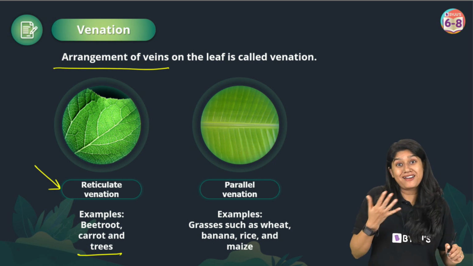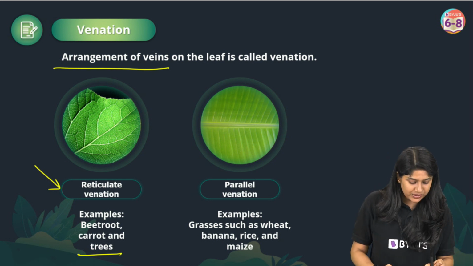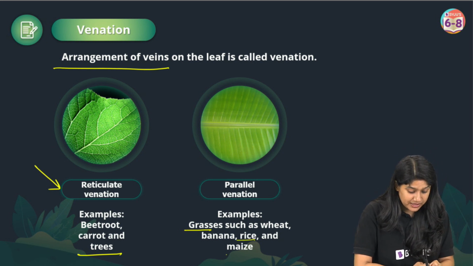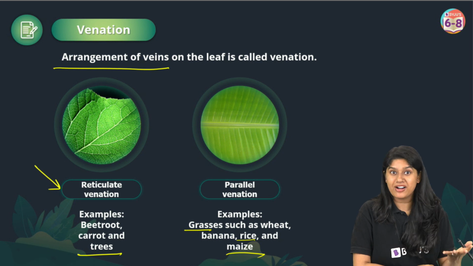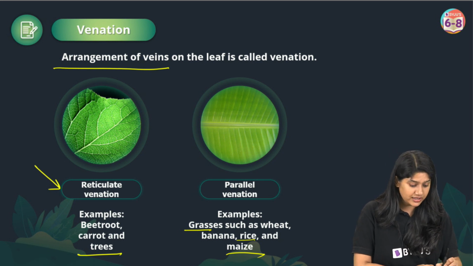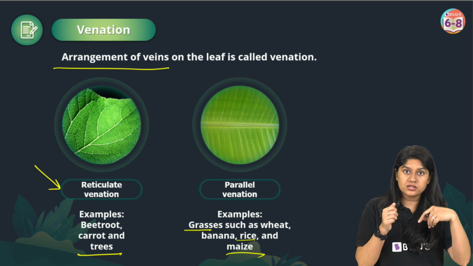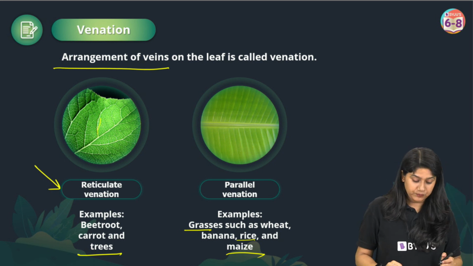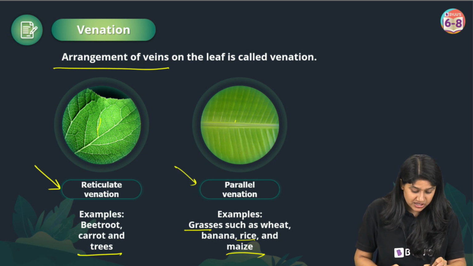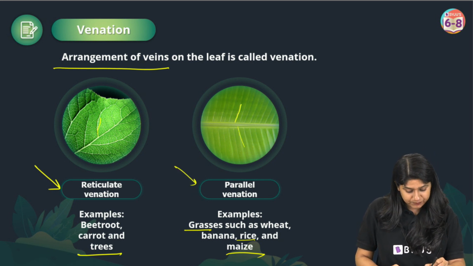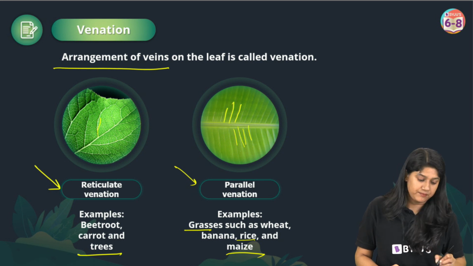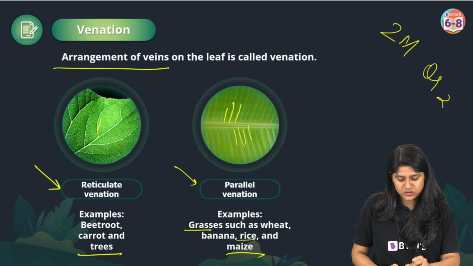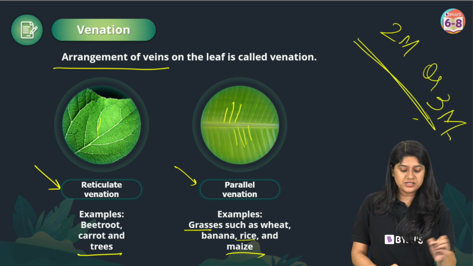And then we have the parallel venation, where of course we will see the grasses, such as wheat, banana, rice, and maize. The easiest thing for all of us to identify and remember about the venation is that in the reticulate venation, we'll see the veins not very aligned to each other. They will form a network altogether. Whereas in the parallel venation, as in the banana leaf, they will be parallel. This is very easy for us to understand. This question usually comes in the examination for 2 marks or 3 marks. So please make sure to remember this important concept.